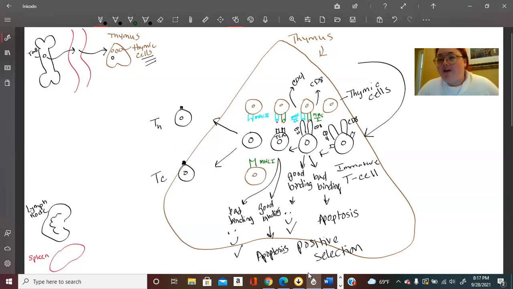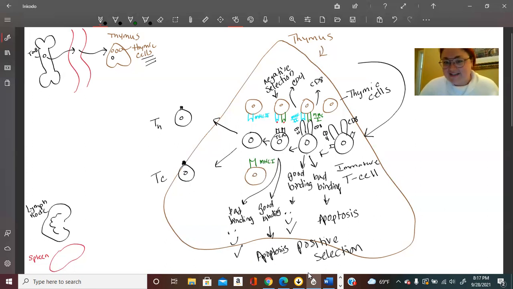And what do we call this? Because we're looking for this sort of bad binding, we call this negative selection. So this step of checking for reactivities to self-antigen is negative selection. If they pass the positive selection stage and the negative selection stage, then they move on to the next stage.